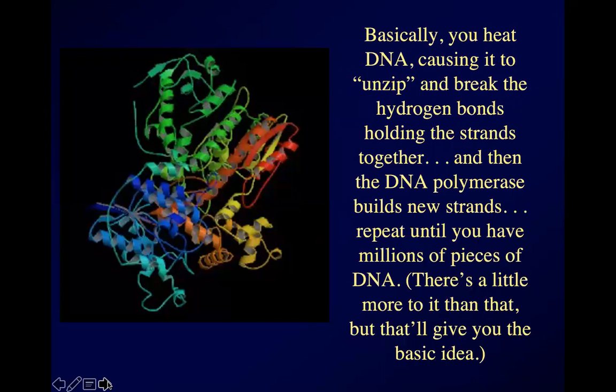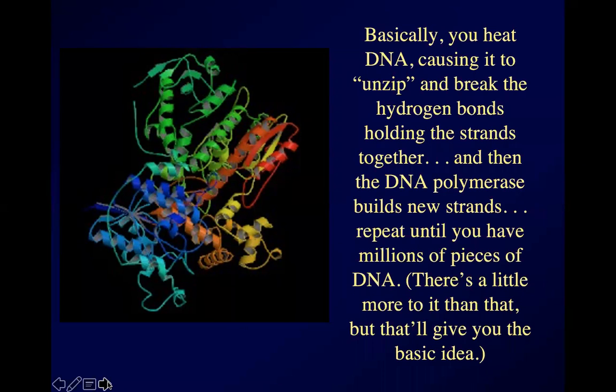So you take DNA and you heat it, and heating DNA causes that DNA to unzip, and it breaks those hydrogen bonds that hold the strands together. You go from a double-stranded molecule to 2 single strands. You can unzip it with heat. Then you add the DNA building enzyme that you've extracted from Thermus aquaticus. You add that DNA polymerase that you got from the bacteria, and that enzyme, which is shown here in a model, is perfectly well adapted to do its work at this high temperature.